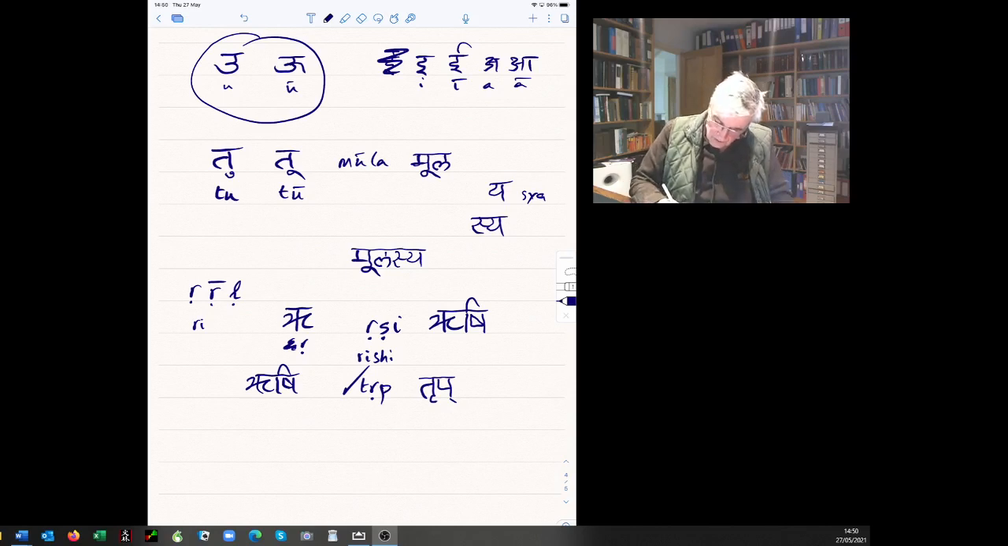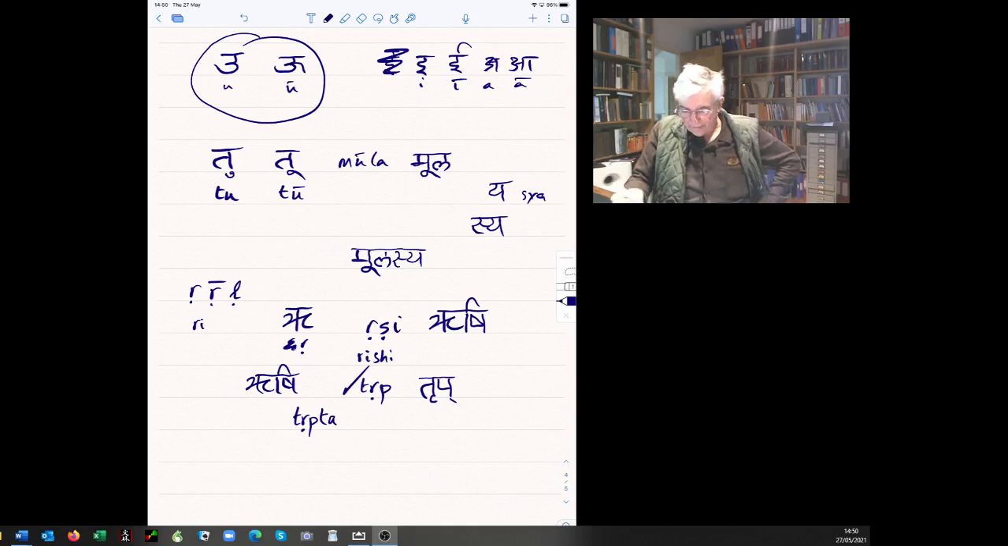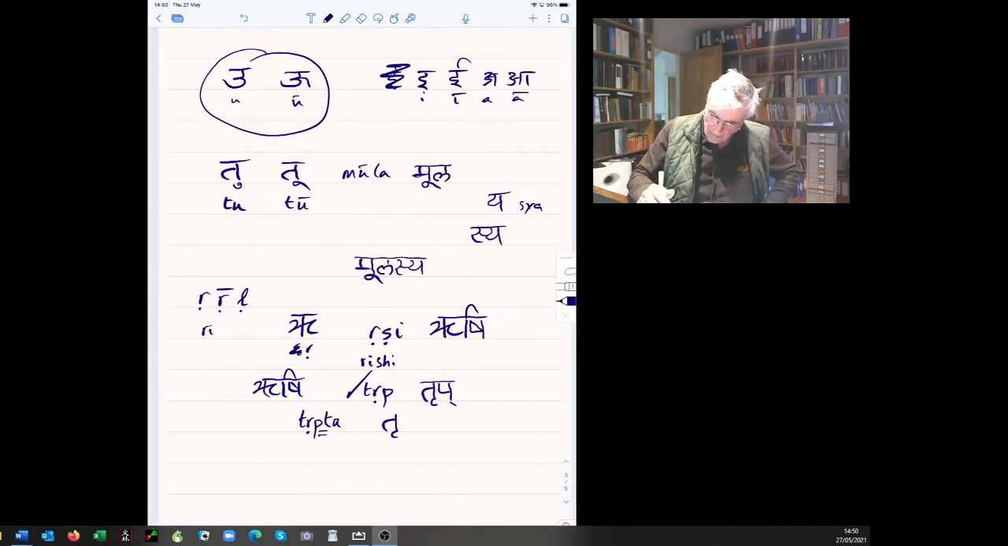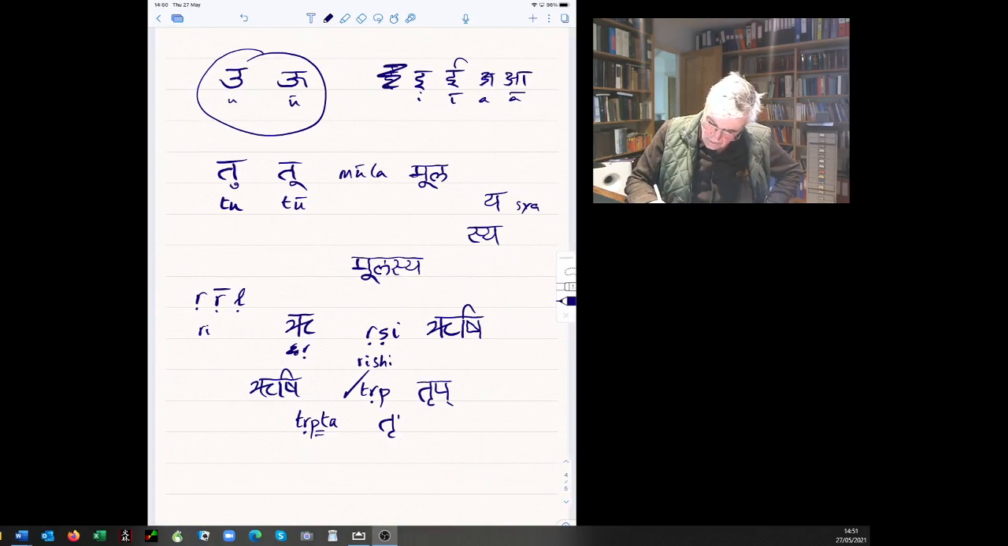Now, the word for satisfied in Sanskrit is tripta. So, how do I write that? Tri. Now, we're joining the p to the t. It's not tripata, but tripta. I write the first part of the p, and then immediately join it.